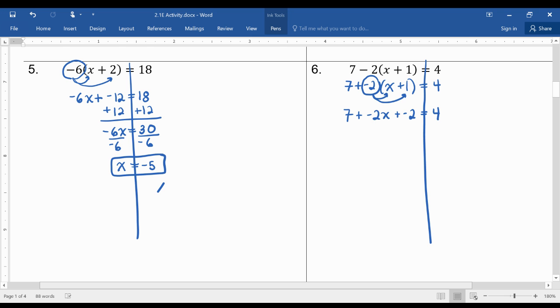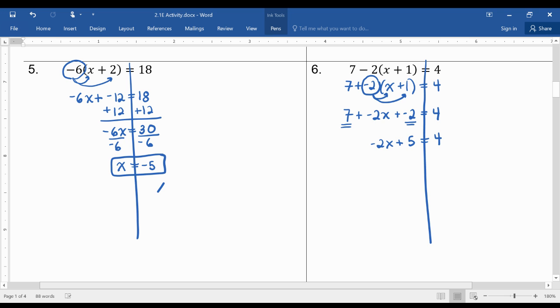So we got -2x plus -2. I notice this side has a lot of stuff. So before I start adding or subtracting things to both sides of this boundary line, I first just need to combine like terms. I got -2x plus 7 plus -2 is 5.